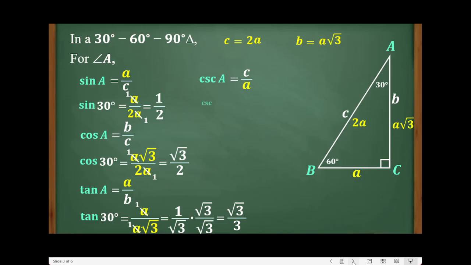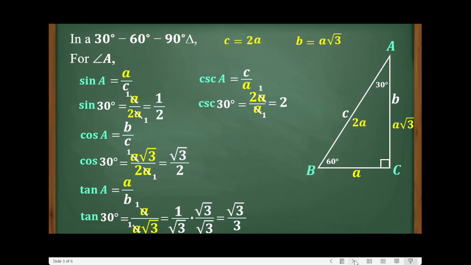Therefore, cosecant of 30 degrees is equal to C replaced by 2A. So it becomes 2A over A. And again, there is a common factor of A from numerator and denominator, so we can cancel them out. And what will remain from the answer is that cosecant 30 degrees is equal to 2.